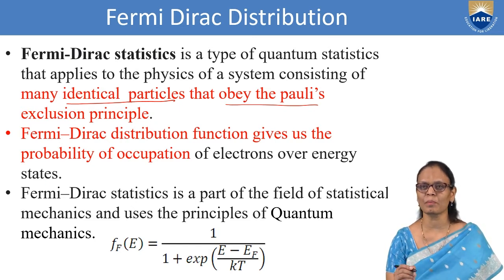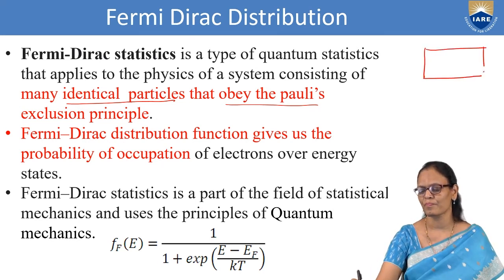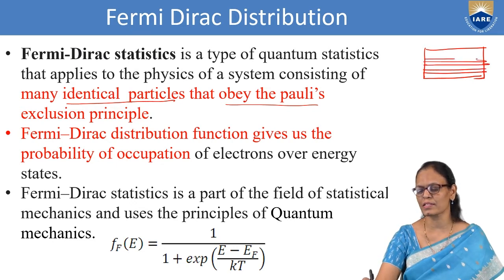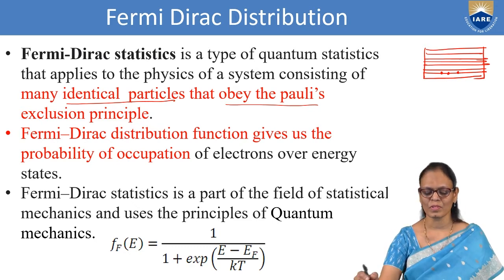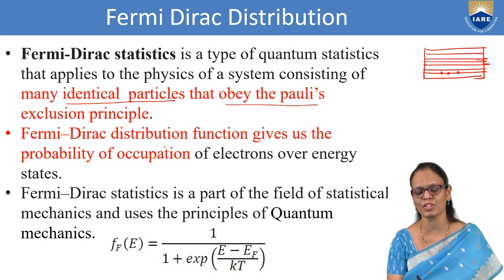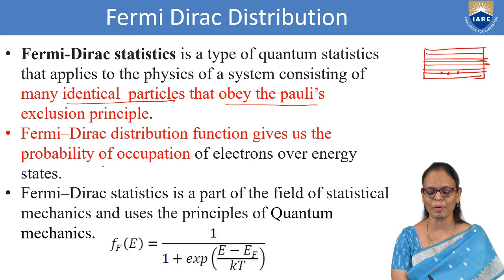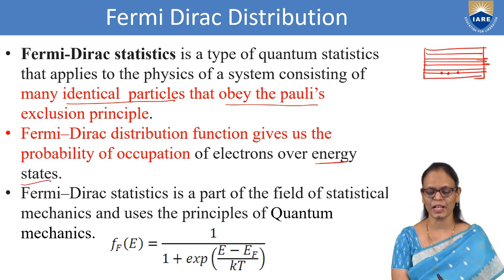If I am talking only about a conduction band, these are the energy states. Now, what is the probability of occupancy of each state? We need to know this to calculate the density. So, what we are trying to understand, we will use the Fermi-Dirac distribution function to know the probability of occupation of electrons over a given energy state.